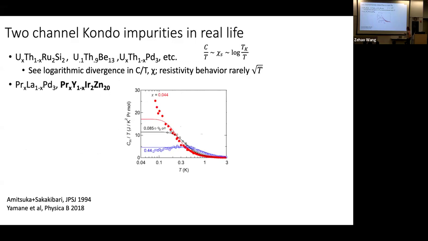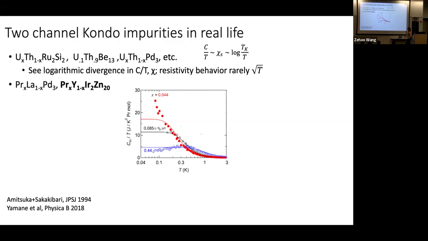There are some praseodymium materials, so they have less data, but here is the specific heat coefficient for praseodymium iridium-2 zinc-20, which is a cubic material which has, for sufficiently dilute praseodymium impurities, a linear C over T, or logarithmic C over T.